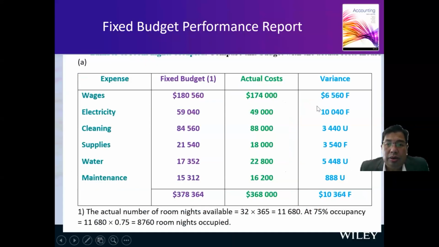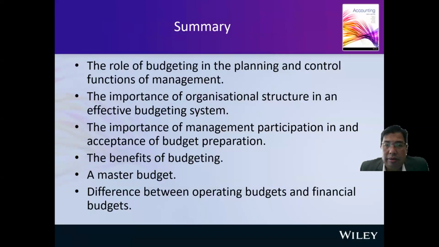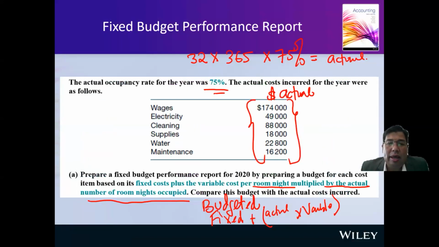Okay. So are you okay with that? So how to calculate the fixed budget? If you have here 32 rooms multiplied by 365 multiplied by 75%, meaning the number of night and room is 8760. This is the number of room and nights, 8760.